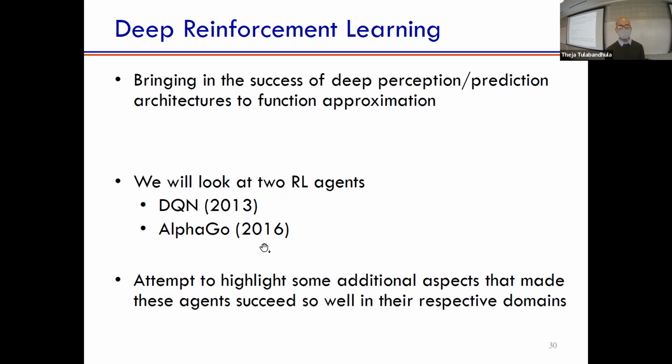We will highlight some new ideas that were needed to make them succeed in these domains. In fact, the problems that they solve, at least DQN, conform to our idea of a reinforcement learning setting. AlphaGo is not exactly a reinforcement learning setting. It's just a game setting where nothing is stochastic. For example, if you move a pawn from A to B, then it just goes there, right? So there's no stochasticity there, but still you can use RL as an approach there.